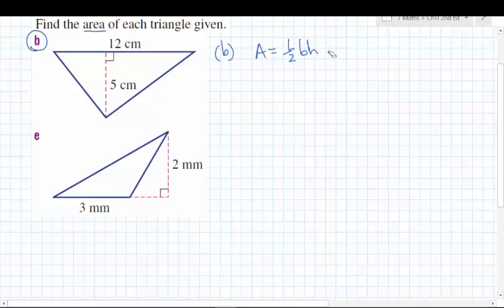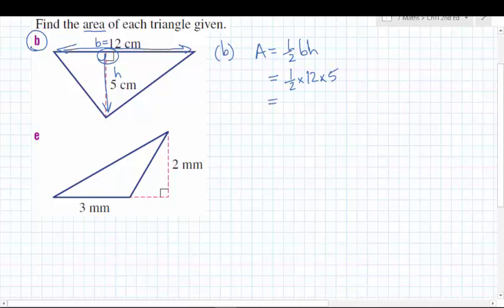So this here, we would think of as a side length, so that can be our base. That's B when we label that. And then we can think of our height that's perpendicular to that, here, which is 5, so this is my H. So all I need to do is substitute in. I have a half times my base, which is 12, times my perpendicular height, which is 5.